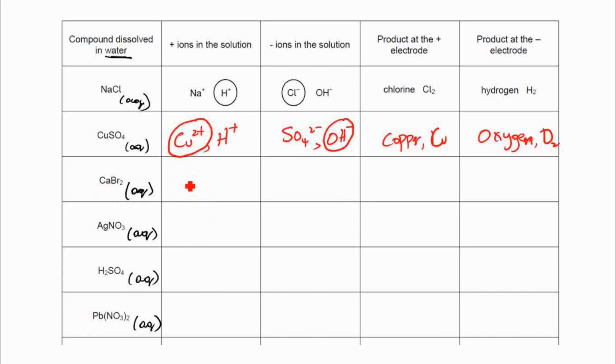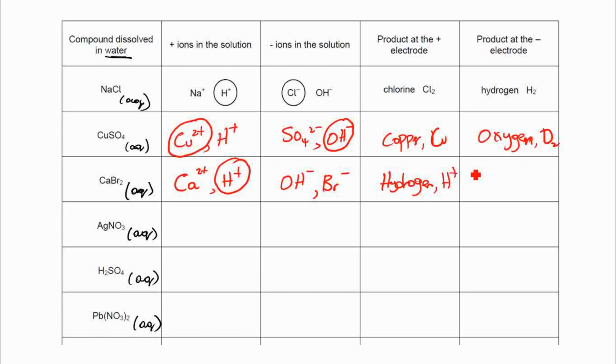So calcium bromide. What positive ions are going to be present? You're going to have calcium. You're also going to have hydrogen. For the bromide, you're going to have Br-, and you are also going to have OH-. How do I know what's going to be formed at the negative electrode? Calcium is more reactive than hydrogen. If you're not sure, please check my video on the reactivity series. We choose the one which is less reactive. Therefore, you're going to form hydrogen there.